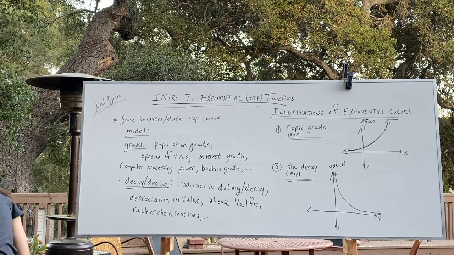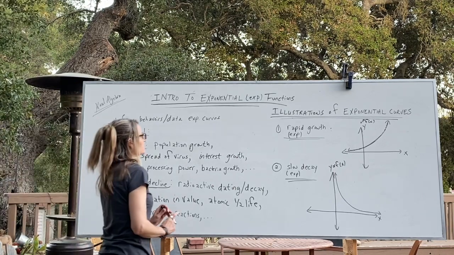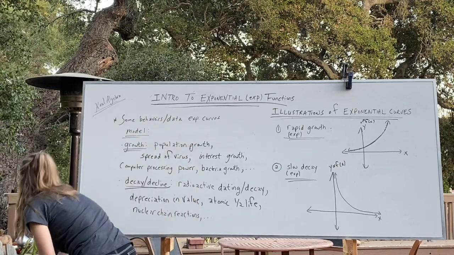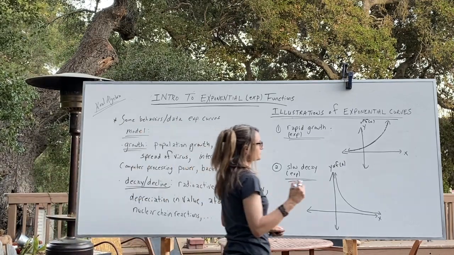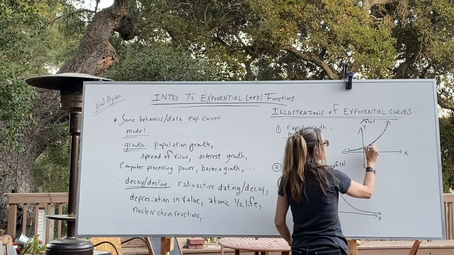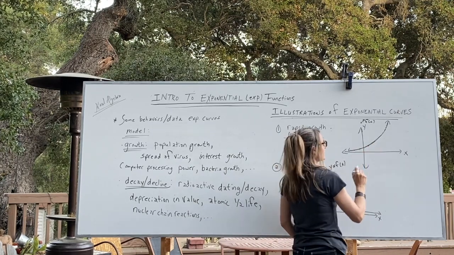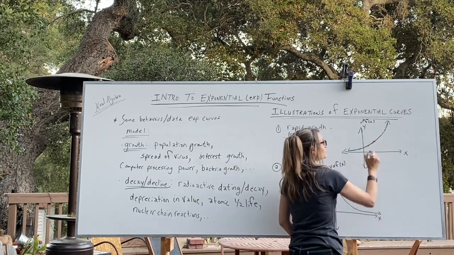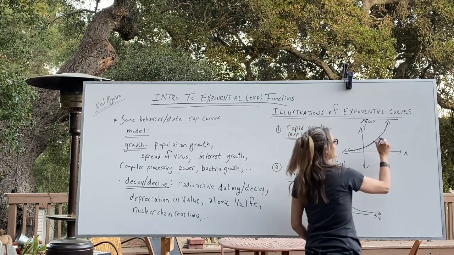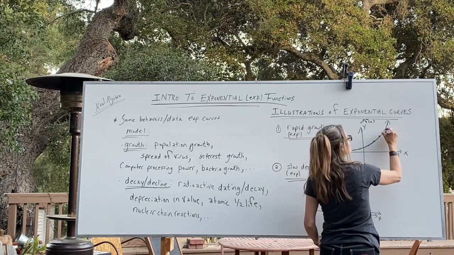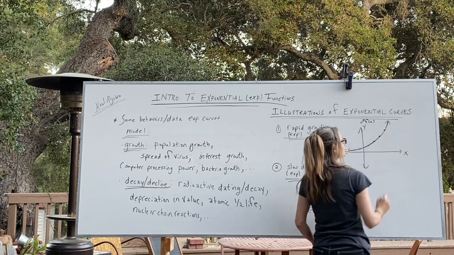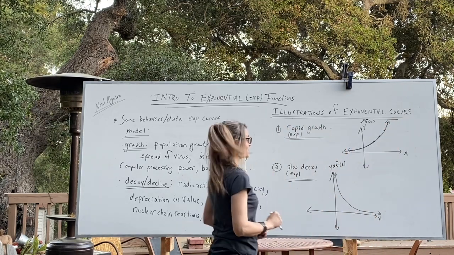So, if I give you a quick little illustration here, okay? Maybe you start out with a pair of rabbits, and that doubles to 4, and then that doubles to 8, and then that doubles to 16, and that doubles to 32. That would model population growth.